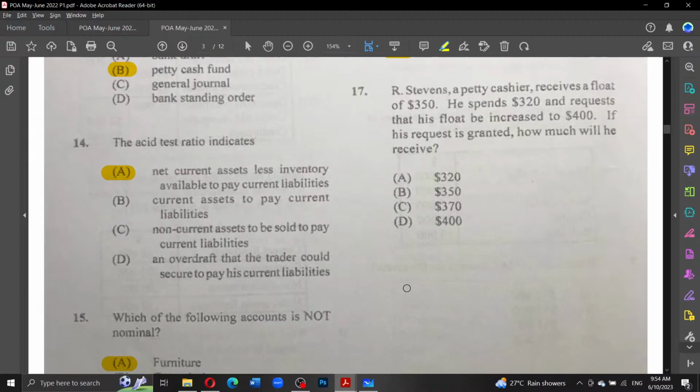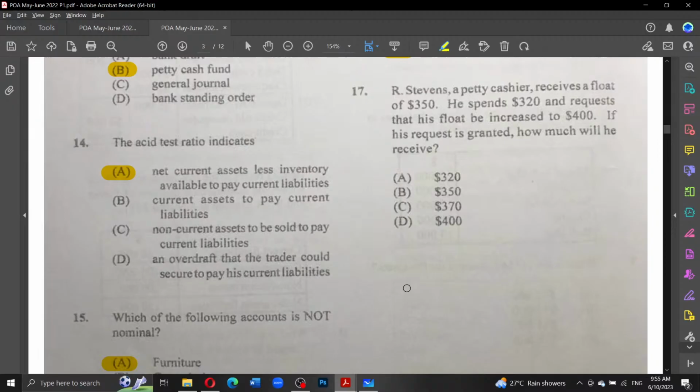R. Stevens, a petty cashier, receives a float of $350. He spends $320 and requests his float to be increased to $400. If his request is granted, how much will he receive?